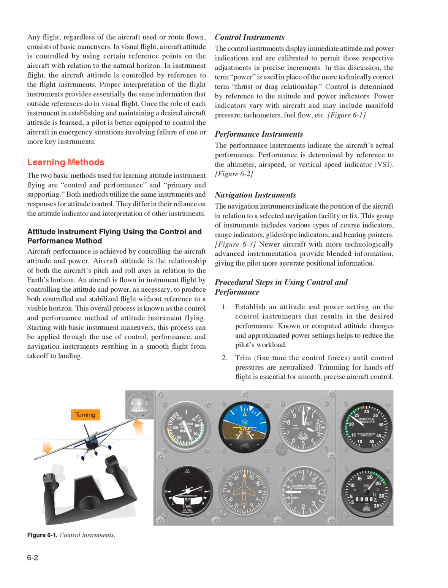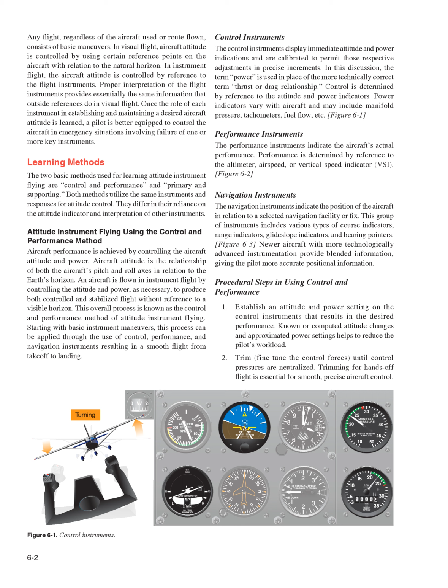Attitude instrument flying using the control and performance method. Aircraft performance is achieved by controlling the aircraft attitude and power. Aircraft attitude is the relationship of both the aircraft's pitch and roll axes in relation to the Earth's horizon. An aircraft is flown in instrument flight by controlling the attitude and power, as necessary, to produce both controlled and stabilized flight without reference to a visible horizon. This overall process is known as the control and performance method of attitude instrument flying.